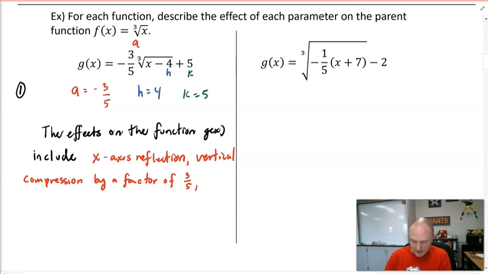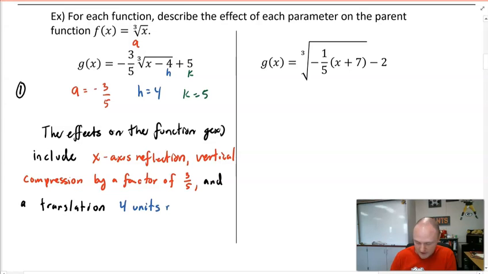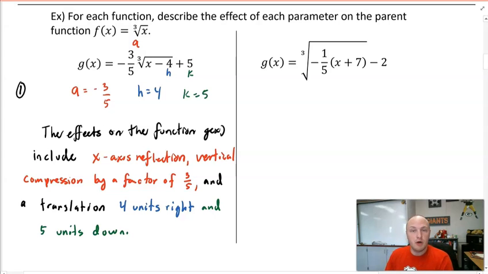Okay, and then what else is happening? And a translation. Okay, well, h is 4, so 4 units. It's positive, so that's going to be 4 units right. And our k value is 5, so that's going to be 5 units down. Okay, so I went ahead and I've identified the effects on the graph based upon the transformation parameters given. Let's go ahead and look at another example here.